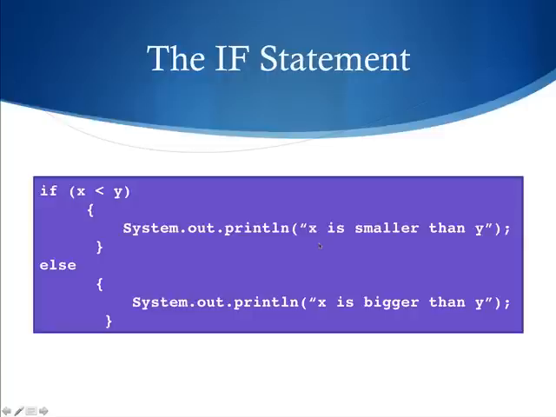Now, I'm going to warn you, your book is probably going to show you the block of code that comes after the if and the block of code that comes after the else without curly brackets. It is legal in Java to write your decision statements without curly brackets if you only have one statement to execute for each block. So one statement for the true side, one statement for the false side.